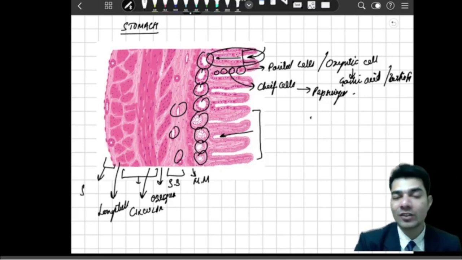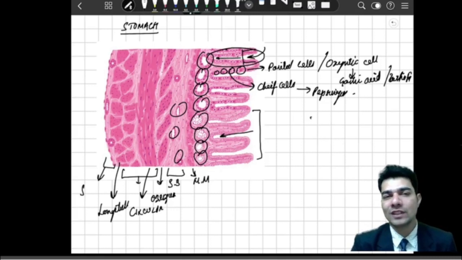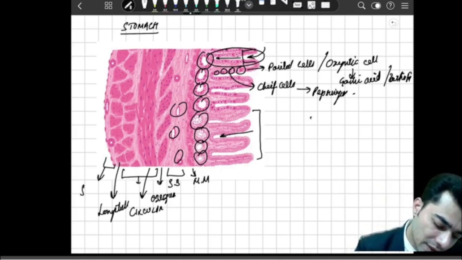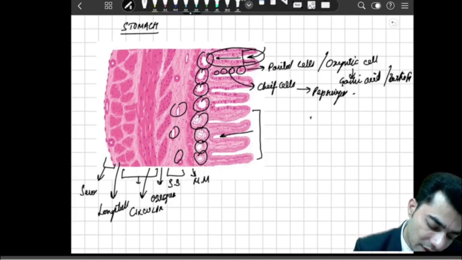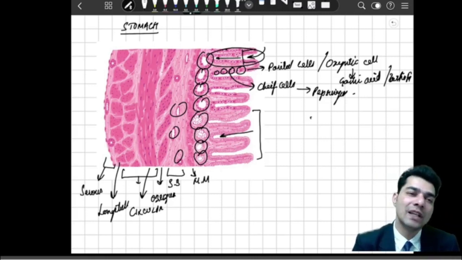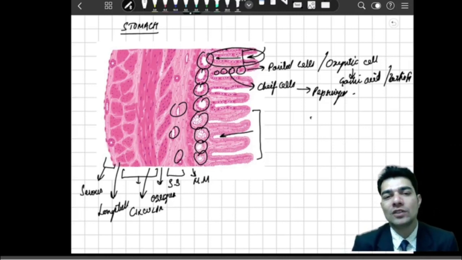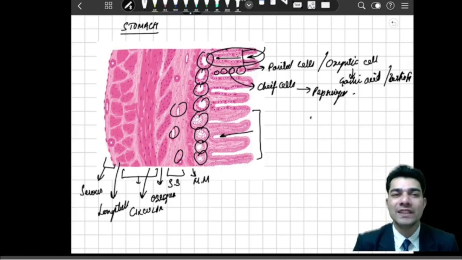This is followed by the serosa, because the stomach is covered by the mesothelium, also known as the visceral peritoneum. So it is covered by a serous membrane. Squamous epithelium will be lining this outermost aspect of the stomach. So these are the identifying features of the stomach.